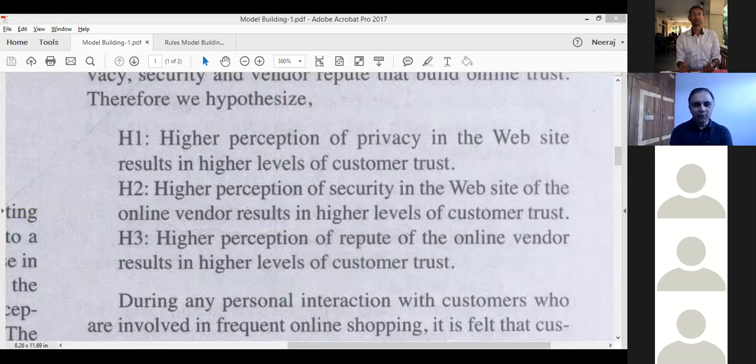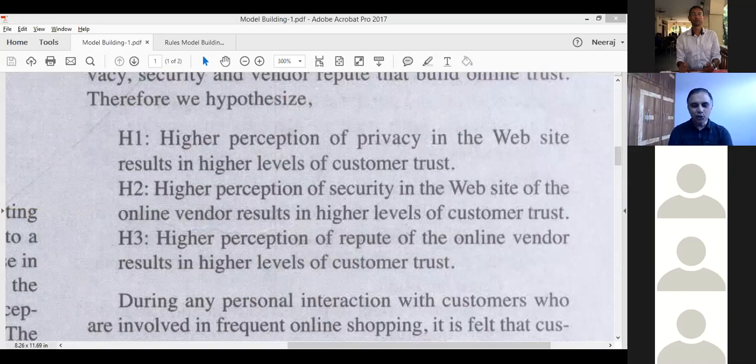Let's come back to hypothesis 1. Higher perception of privacy results in a higher level of trust. Let's go a little fast. Two variables: perception of privacy, and second, customer trust. Can you think of which is independent, which is dependent? As it says, higher perception results in customer trust, so customer trust is dependent and perception of privacy is independent. Next question, circle or box? On both. Perception of privacy, circle or box? We should make a circle. Customer trust, we should make a circle.